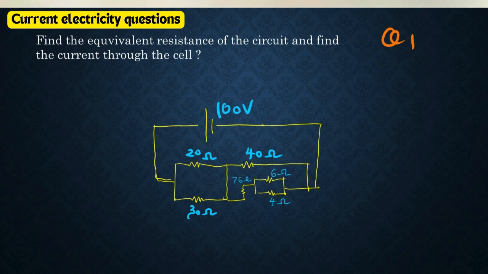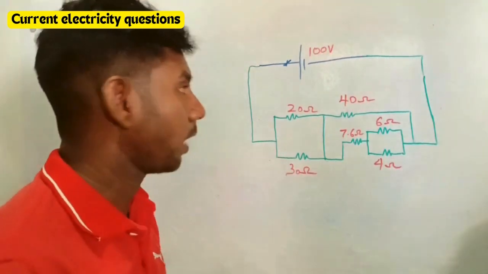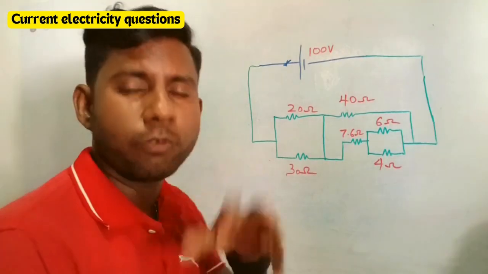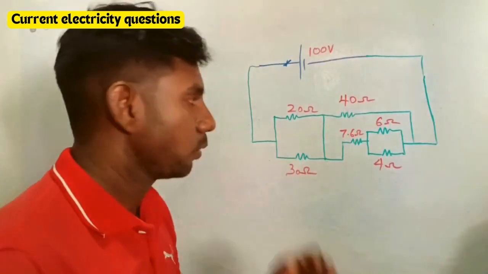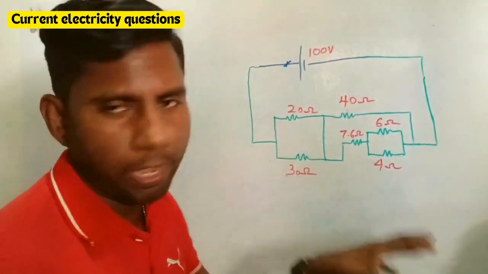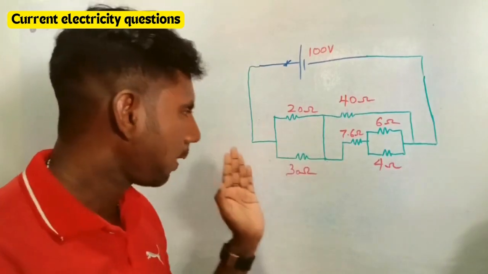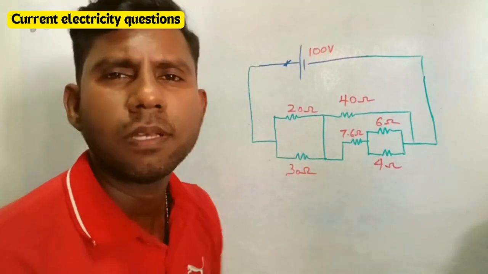So let's start with this question now. Right, students? This question asks us to find the equivalent resistance and the current through the cell. Here we have only one cell, so we won't have that much of a problem. If there are more cells, we need to add the cells, and we might need to apply Kirchhoff's laws as well. Here we don't need that. We just need to find the equivalent resistance. If you can find it by applying the parallel and series methods, you are good to go.